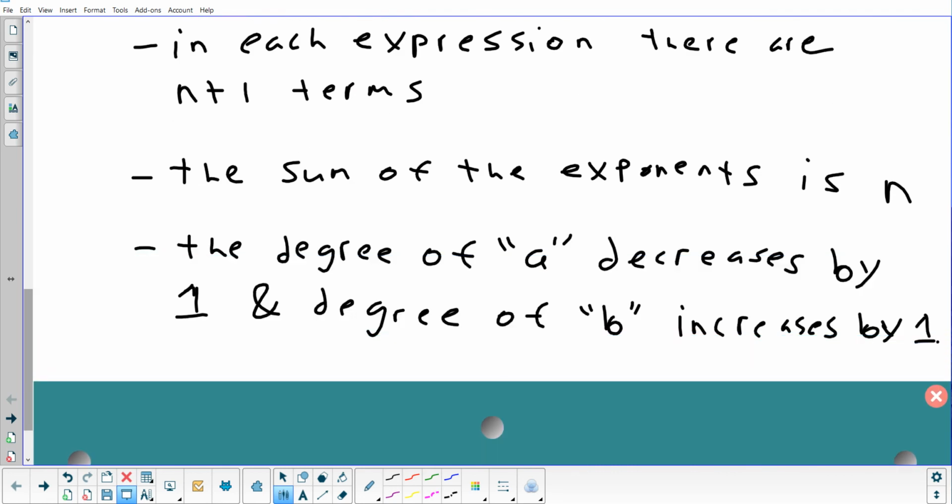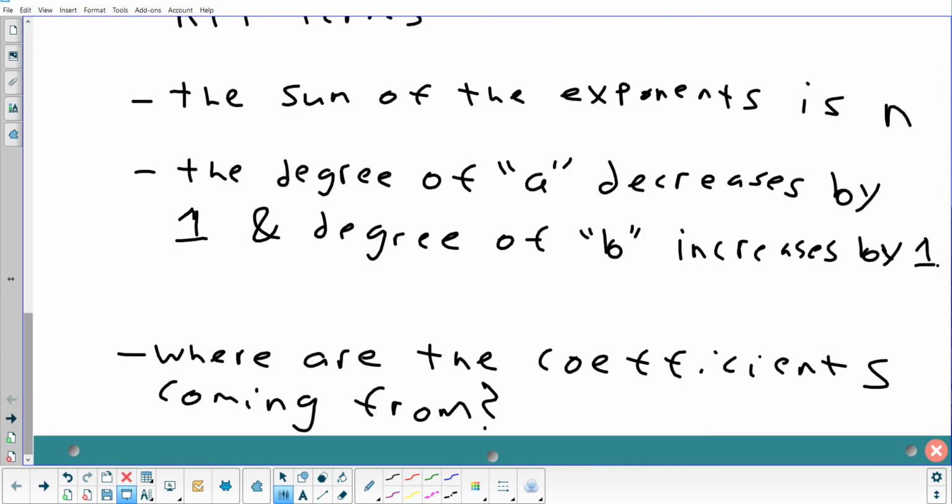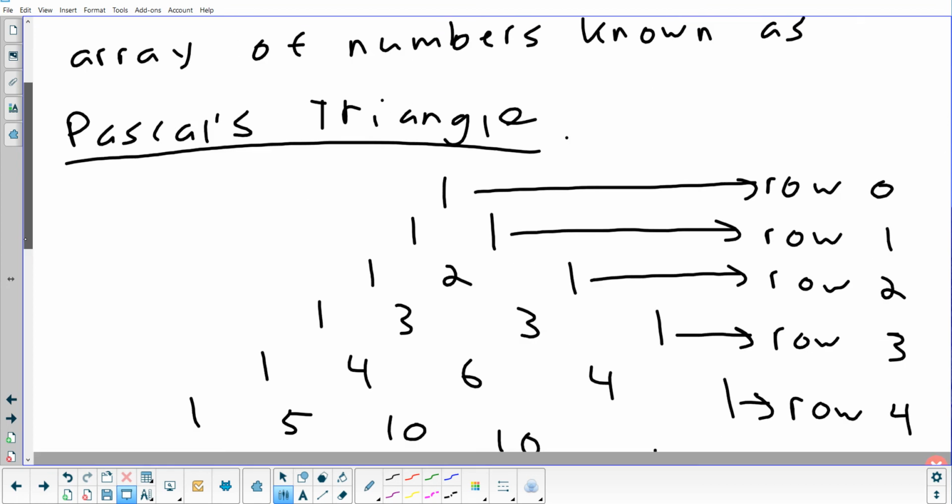The degree of a goes down, the degree of b goes up. And where are the coefficients coming from? Pascal's triangle, we already saw that. Did you just pull Pascal's triangle? Yep, I'll put Pascal's triangle back up. So the coefficients come from this triangle.